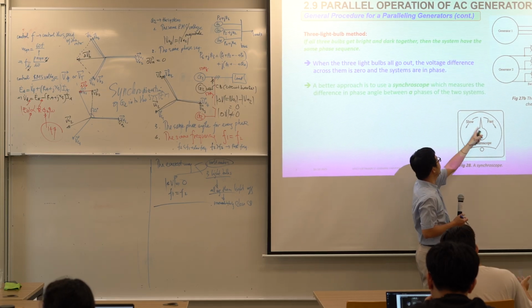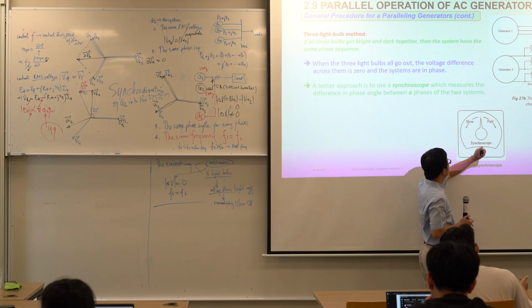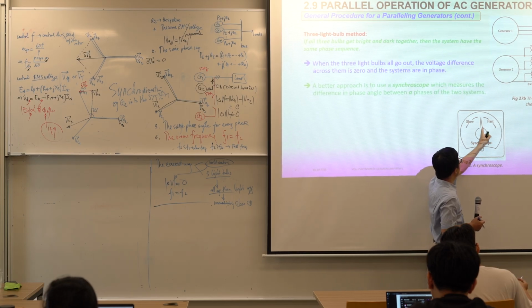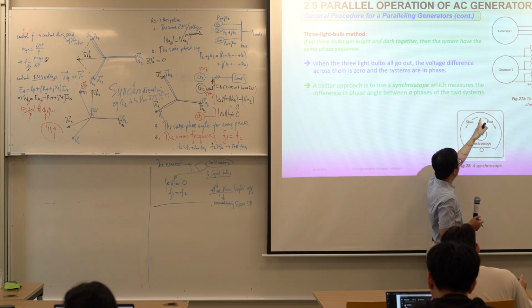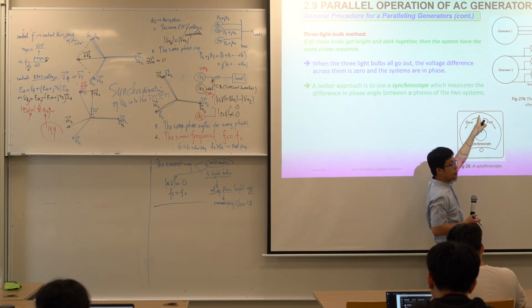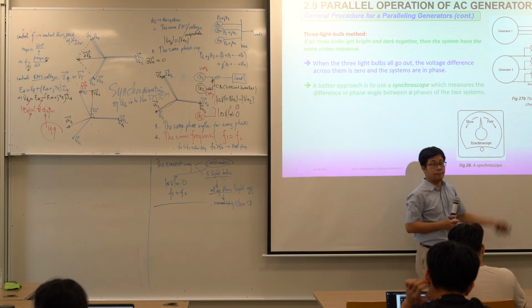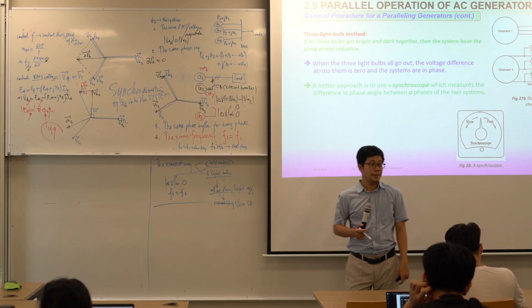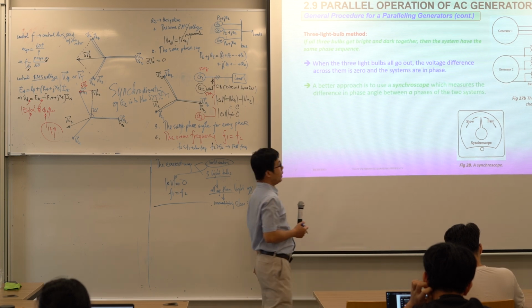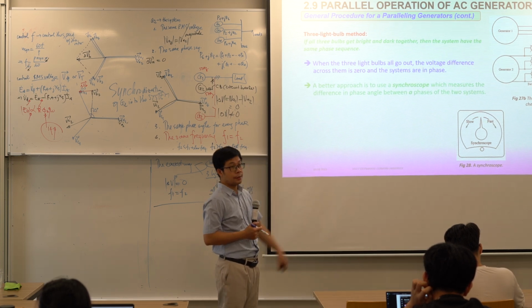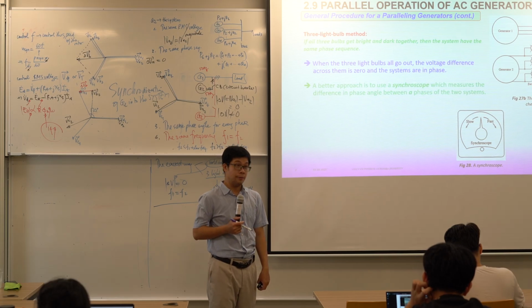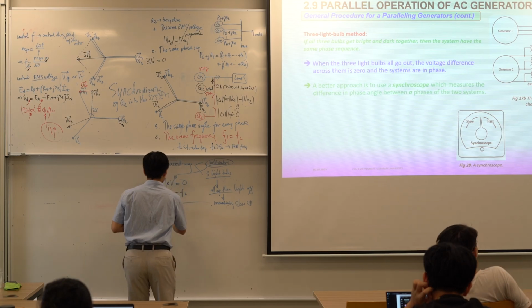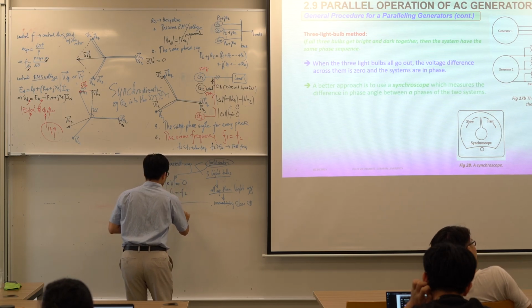This is the speedometer. So if this pointer is at the middle position, that means we have the same frequency between F1 and F2. And this one just measures frequency. How about the voltage? So the second way, we use voltmeters plus the synchroscope.